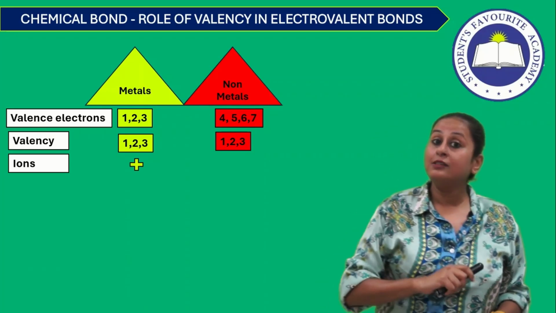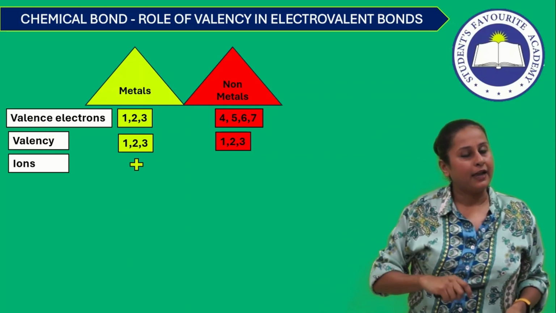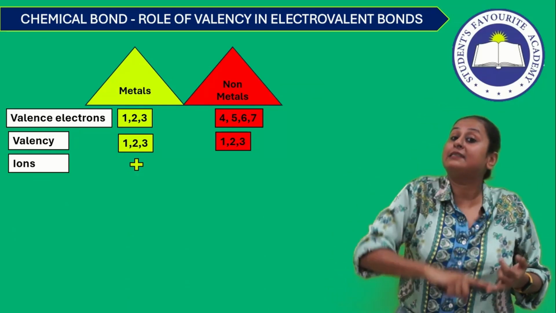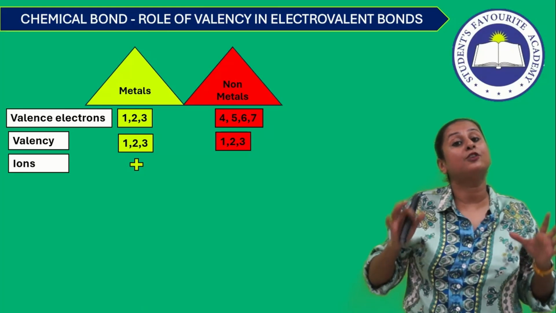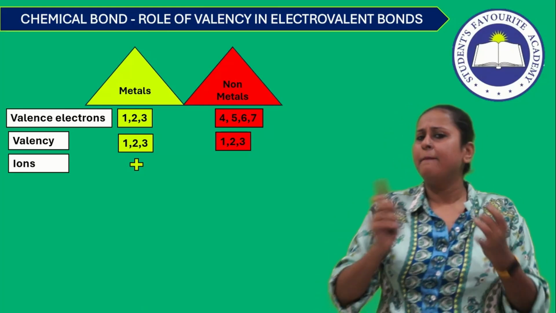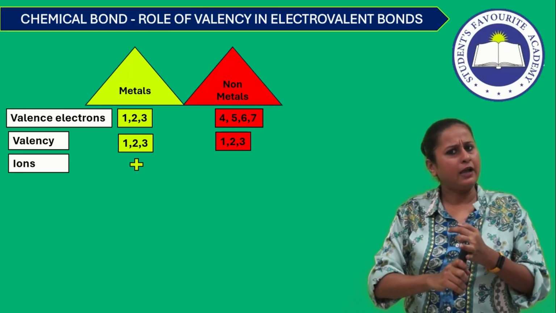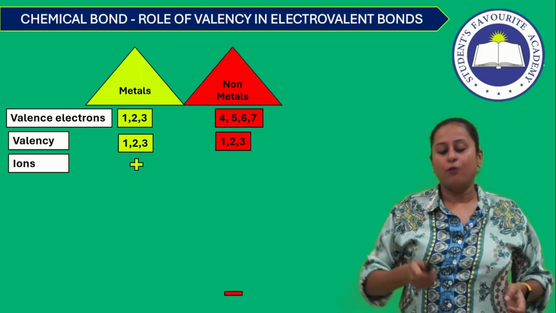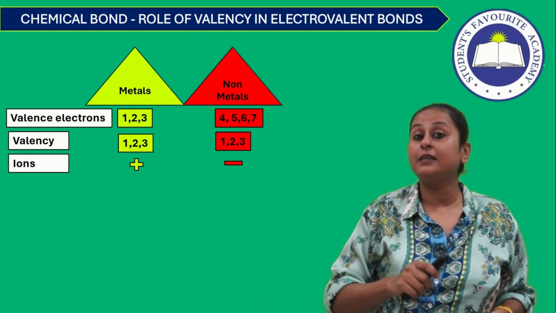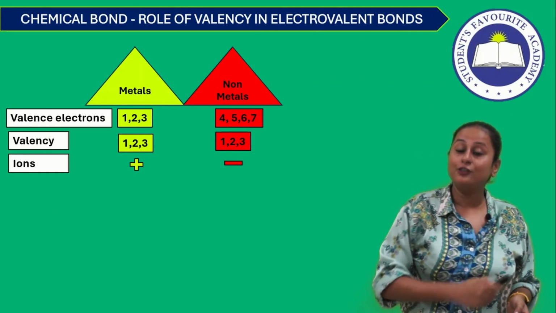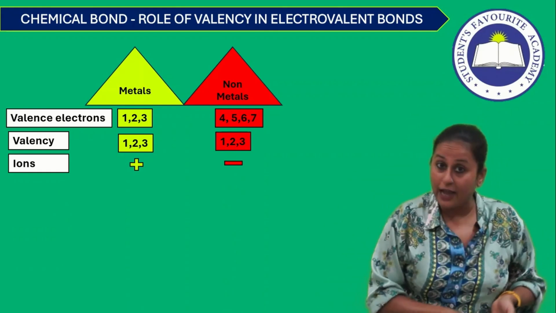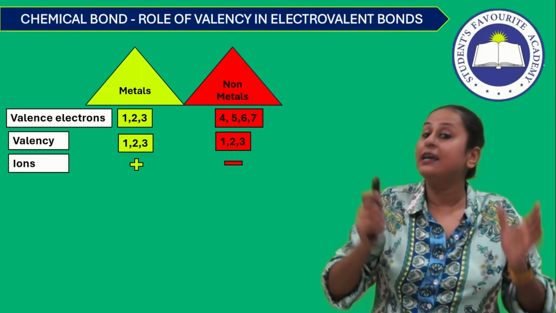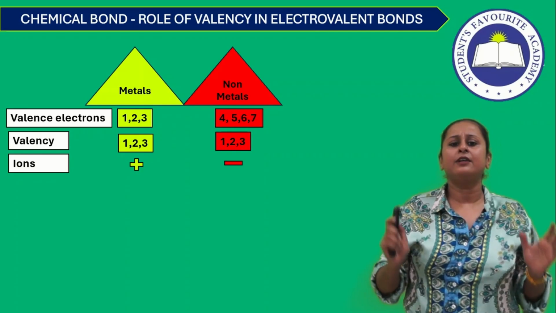Coming to ions, metals form positive ions. That means they form cations. That means they form basic ions. So these 3 are the names of positively charged ions: electropositive ions, basic ions or cations. What about non-metals? Non-metals form negatively charged ions, or we can say electronegative ions, or we can call them acidic ions or anions. Alright, this is the general tendency.